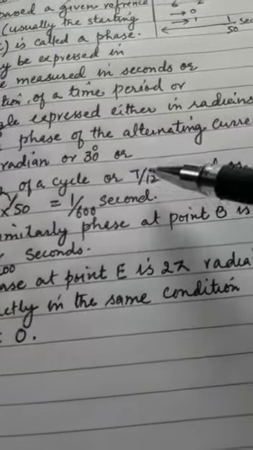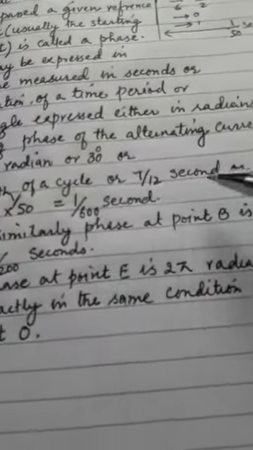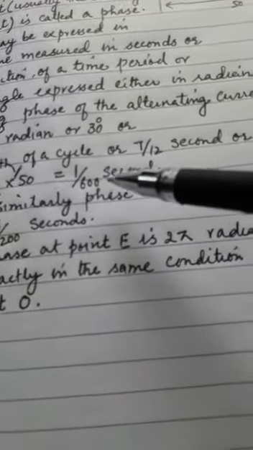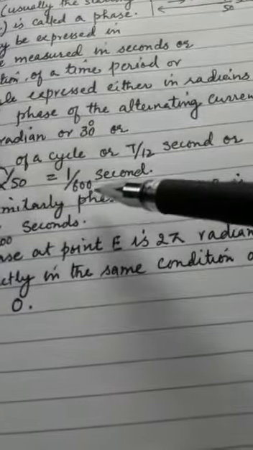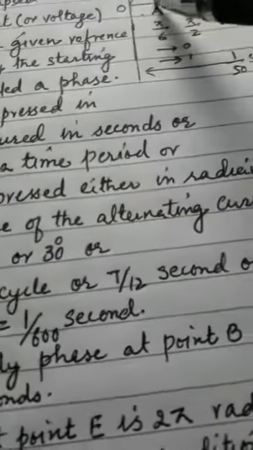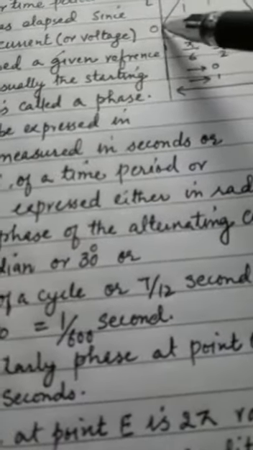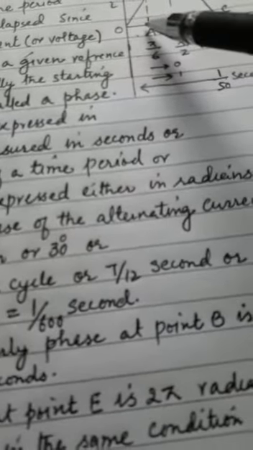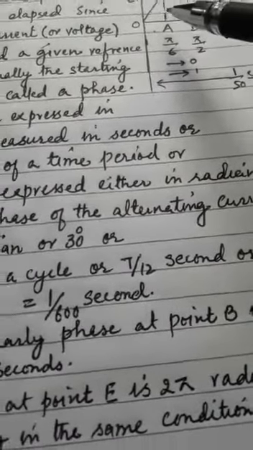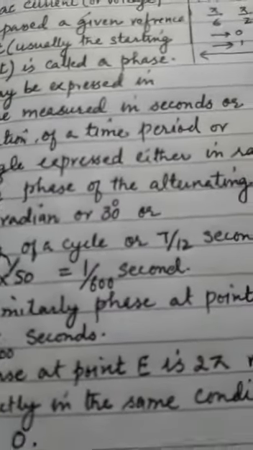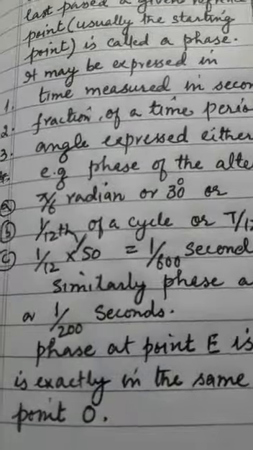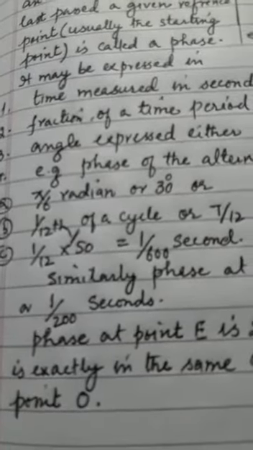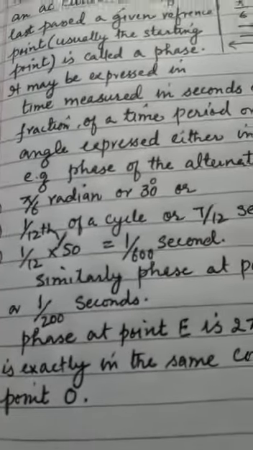I have written here 1 by 12th second, and it is equal to 1 by 12 multiplied by 1 by 50th. That will be 1 by 600 second. This portion is completed from the initial point to here. It takes 1 by 600 second to complete this part of the sine wave cycle, or it makes an angle which is equal to 30 degrees.